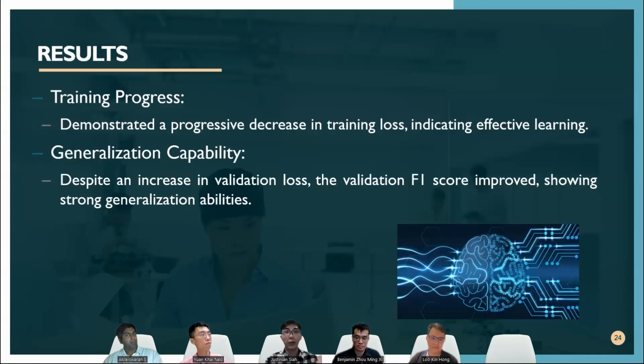Okay, so we observed that with more training, there was a progressive decrease in the training loss, which showed effective learning on the model itself. Furthermore, the F1 score improved over time, showing strong generalization ability of the model itself.